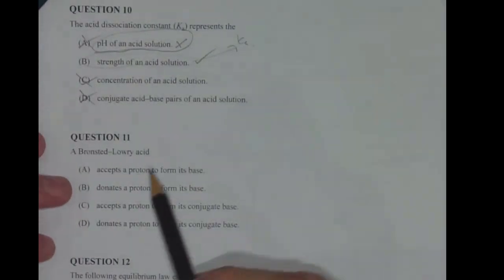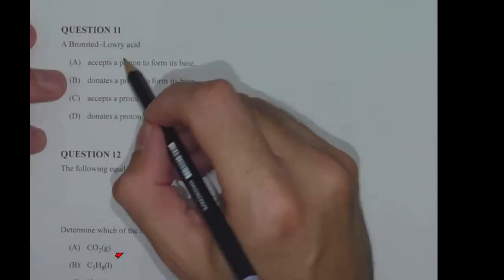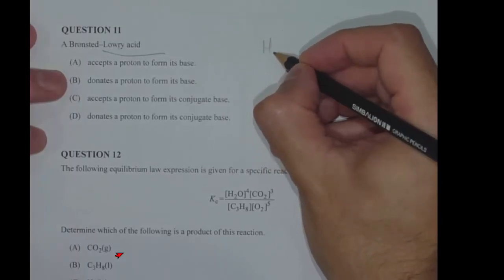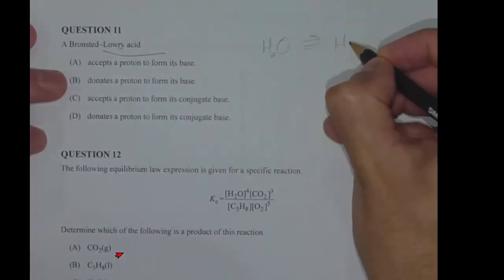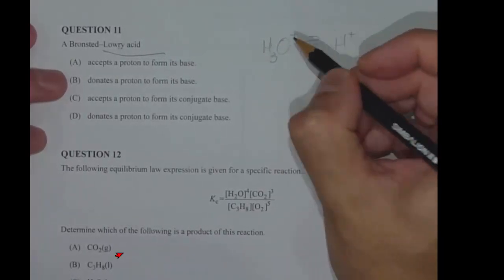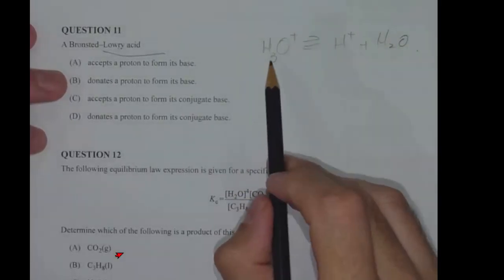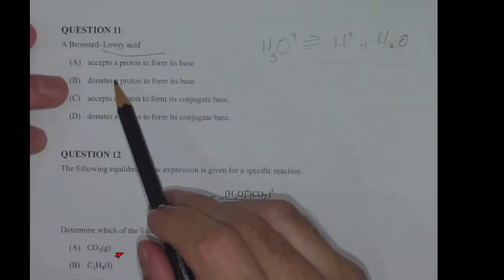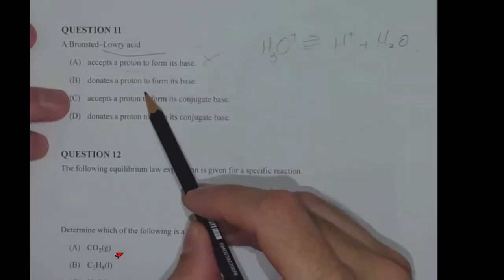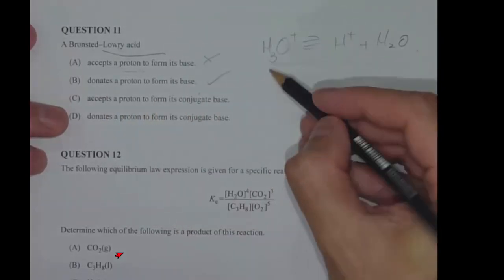Okay, Bronsted-Lowry acid. What is a Bronsted-Lowry acid? I don't know. I'll just do water. Has to give off H+. All right. Okay, that's doable. Accepts a proton to form a base. No. Donates a proton to form its base. Yes. Accepts a proton. So this is the acid.